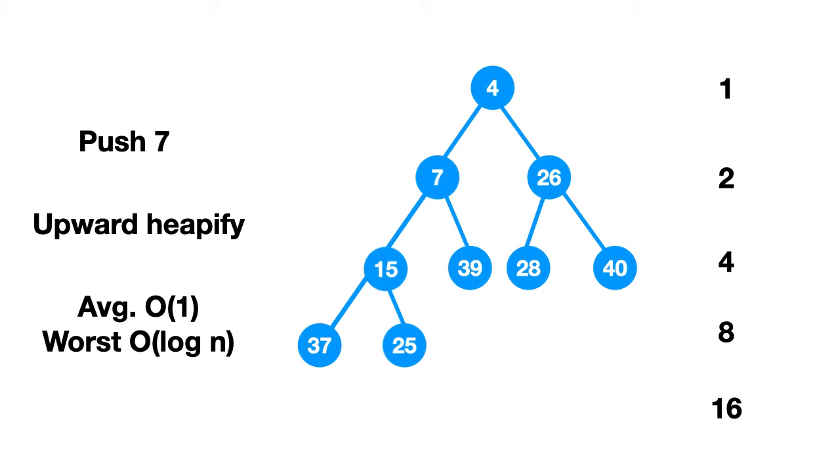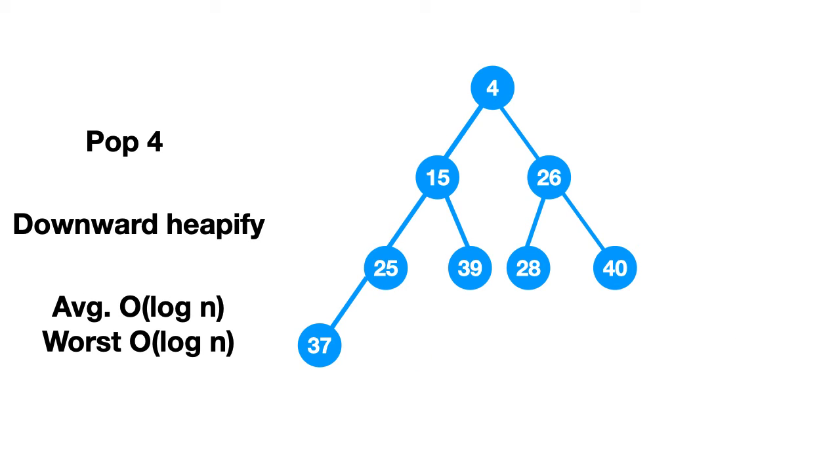Let's use this min heap again. This time, we need to remove the smallest node, which is the root. Since we want to have a complete binary tree, we're going to replace 4 with 37. Now, apparently 37 does not have the highest priority. Therefore, we use downward heapify to make it a heap again. We compare the node with its children and exchange positions when needed.